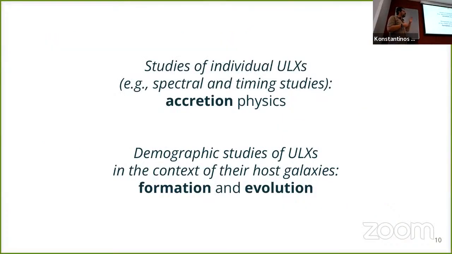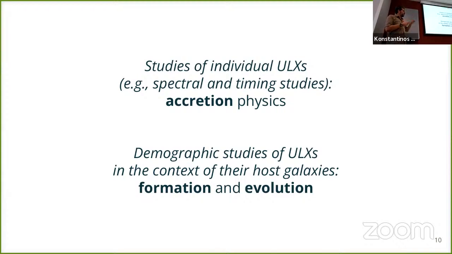So how can we approach these problems and how can we understand ULXs? Now, studies of individual ULXs, like spectral and timing studies, can tell us a lot about accretion physics. However, they cannot tell us about the formation and evolution of the systems. And also, there is the problem that ULXs are very rare, so usually you find them in external galaxies at high distances, so you cannot have observations that resolve accretion properties that efficiently. But still, from individual studies, we have learned a lot about accretion physics.